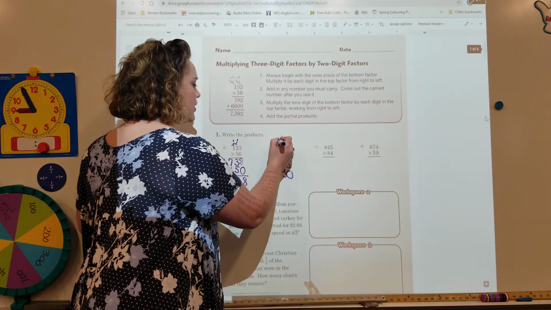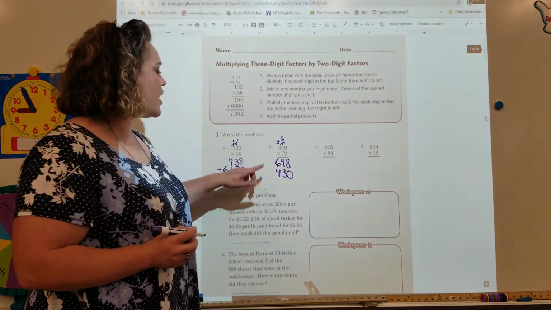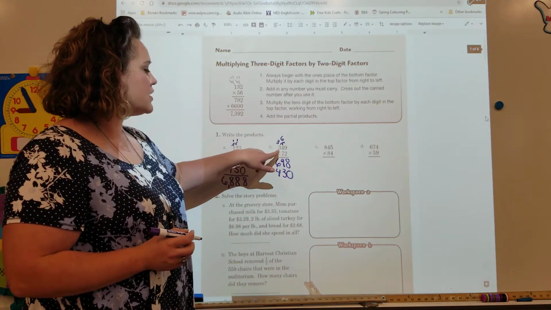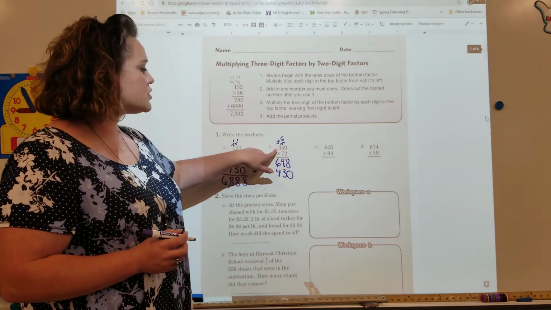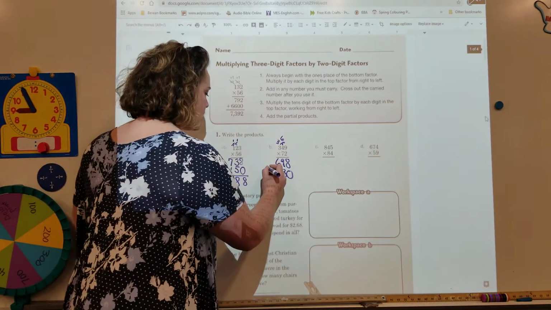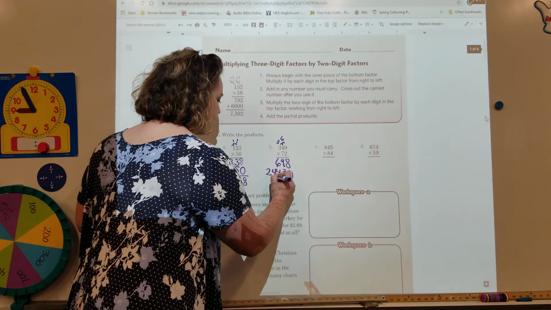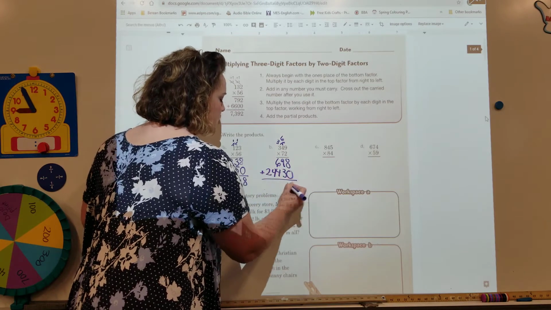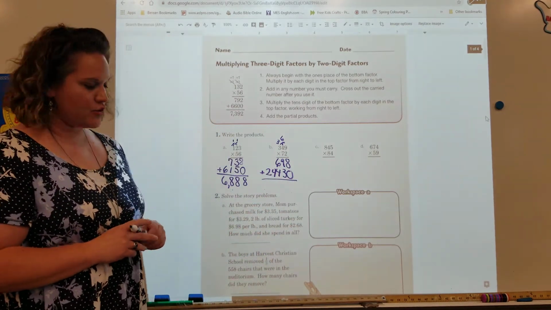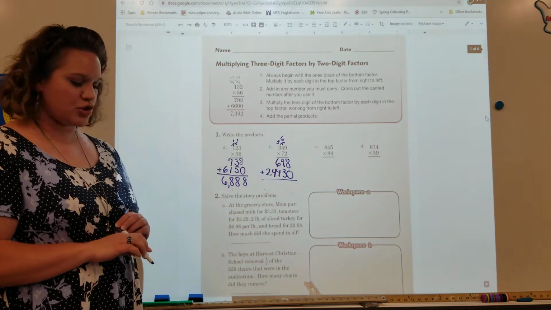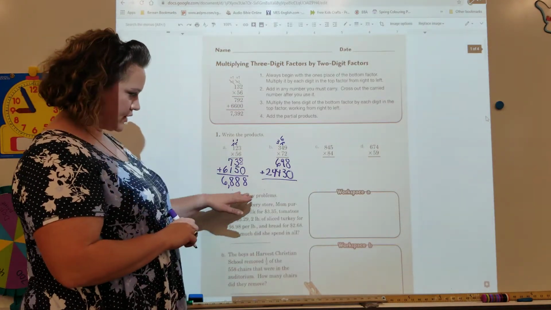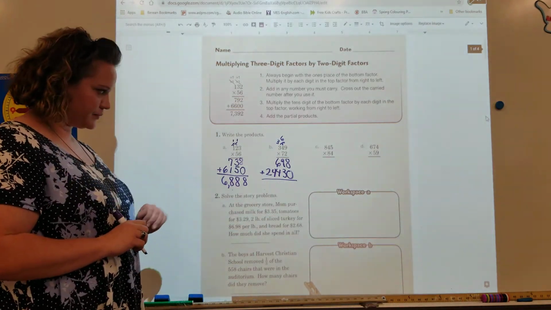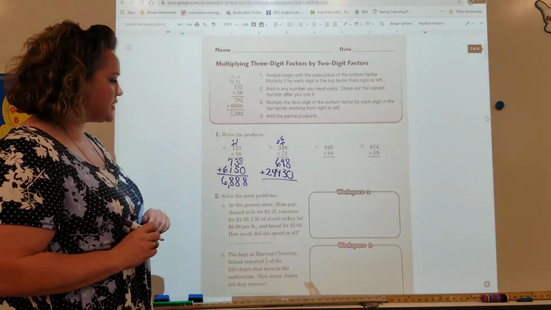Write 4, carry the 3 above the hundreds place. 7 times 3 equals 21 plus 3 equals 24. So my first partial product is 698. My second partial product is 24,430. It's time to add my partial products together.